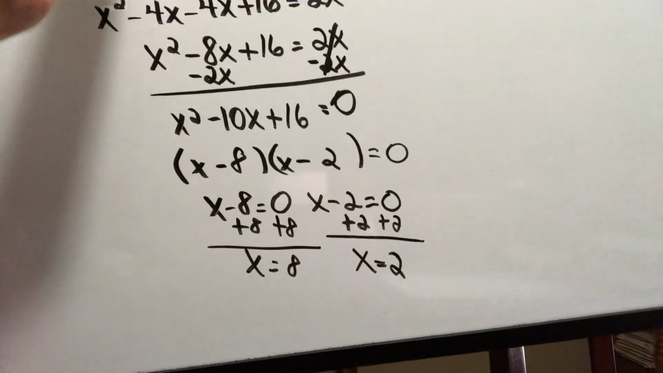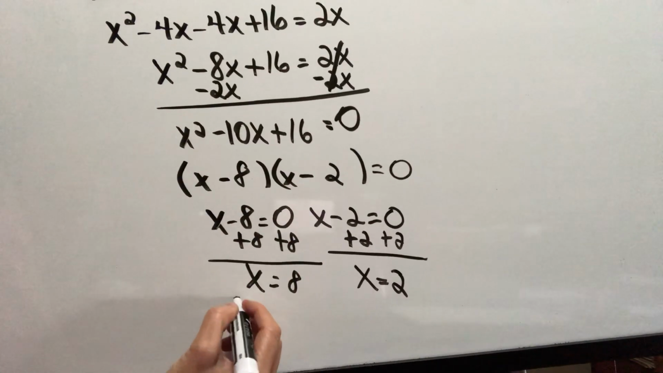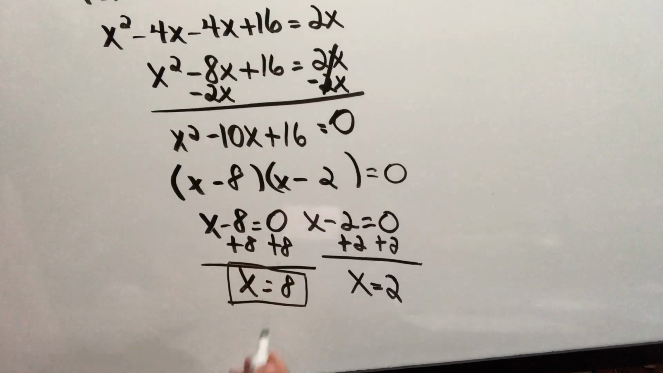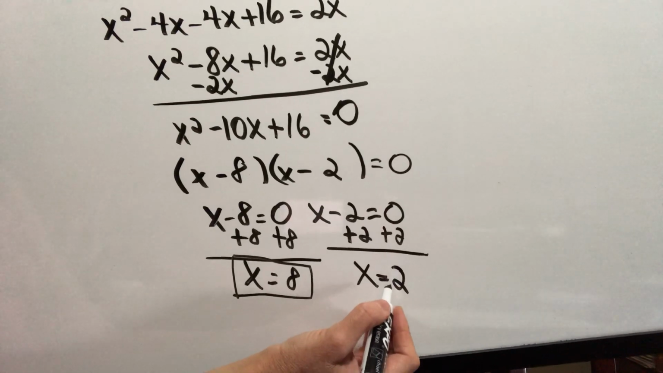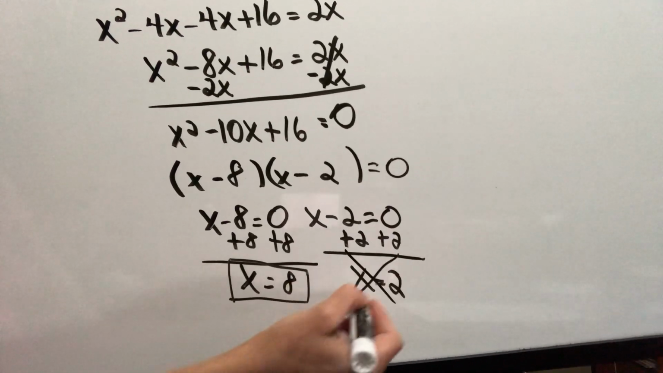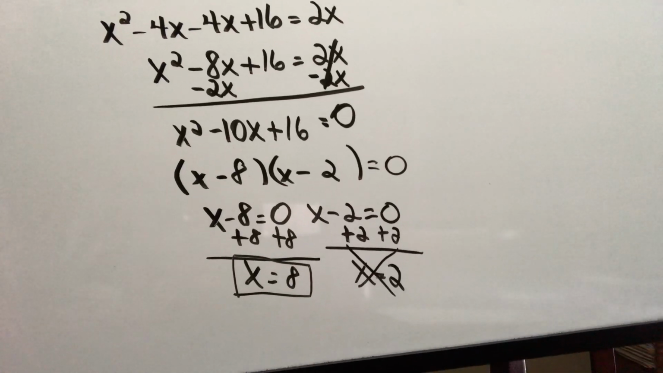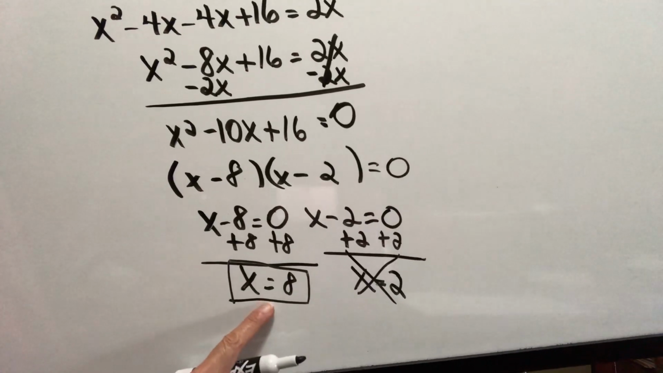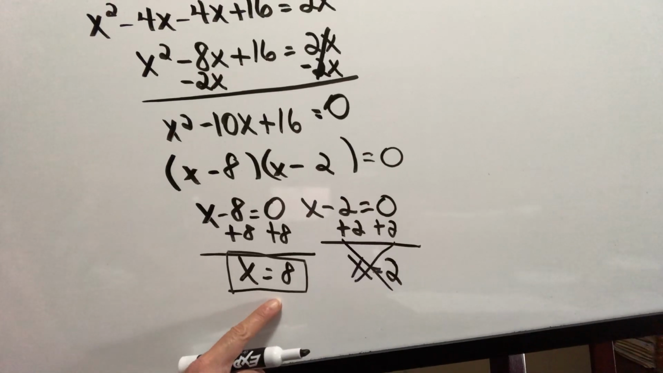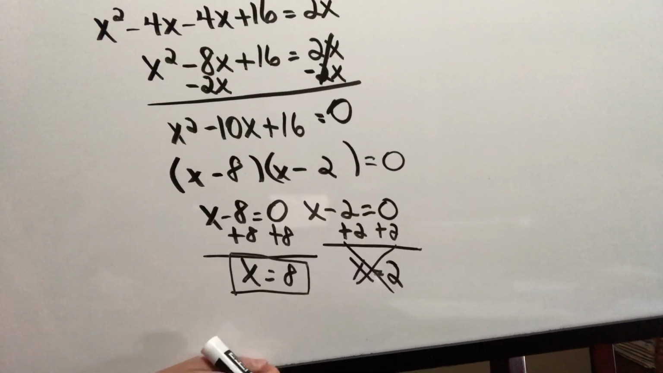When we plugged in the number 8, everything was fine. We got the same number on both sides, so 8 is good. But when we plugged in 2, we did not get the same number on both sides, so that means 2 is no good. That's called extraneous. So that means you do not include that as a solution. So for number 4, there was only one solution, which is 8. 2 is no good.